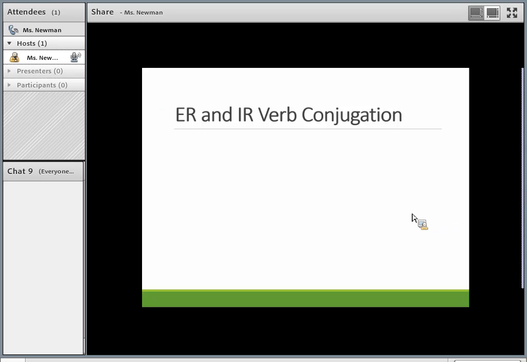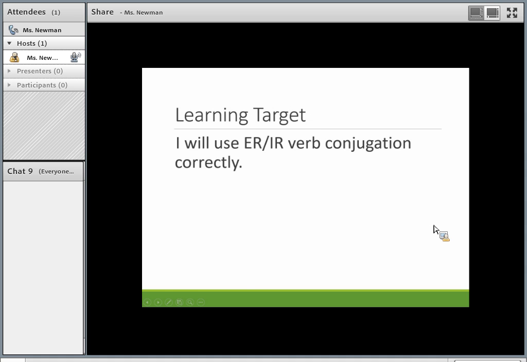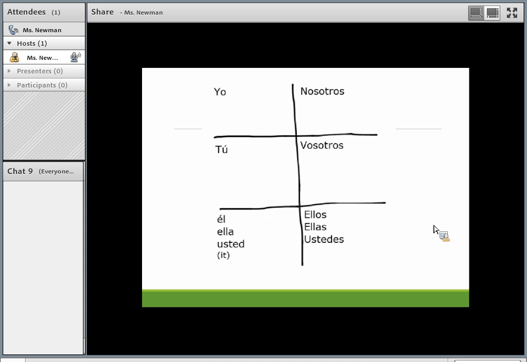Okay, let's talk about ER and IR verb conjugation. Your learning target is: I will use ER and IR verb conjugations correctly. So, reminder, here is our common verb chart in Spanish.